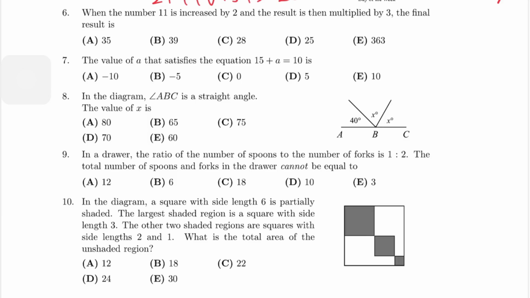Okay. So number 6, when the number 11 is increased by 2 and the result is then multiplied by 3, the final value is, so 11 increased by 2 is 13, and 13 multiplied by 3 is 39. So the answer is 39.